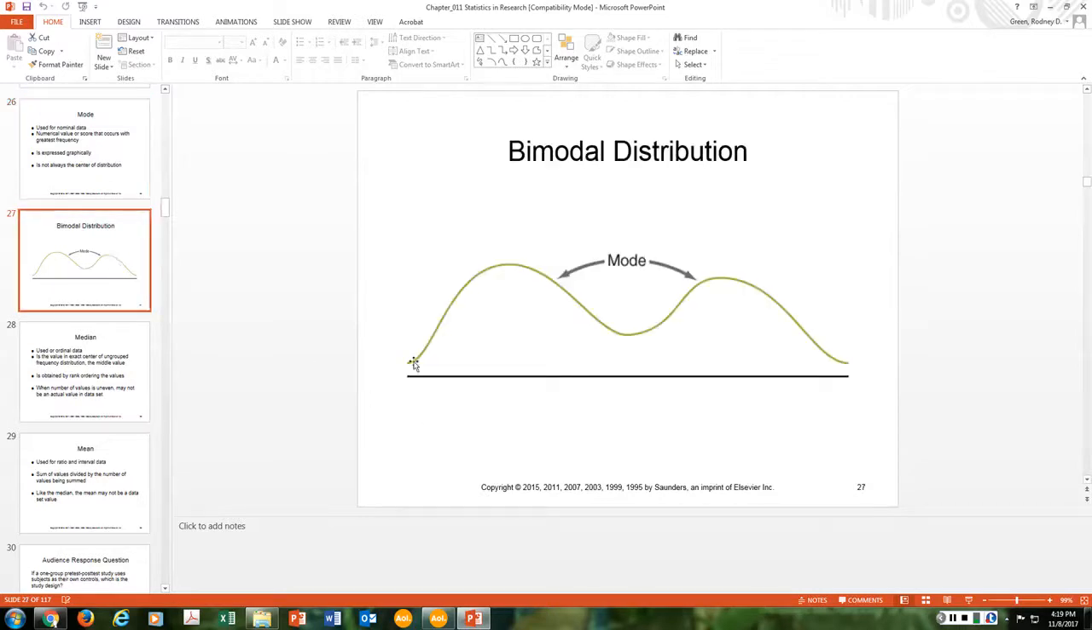So here we have a distribution, a curve that shows scores, right? And let's say this is 0 and this is 100, right? It's bimodal. So you have a very frequently occurring score here and a very frequently occurring score here. So let's say this represented class grades of a class, right? The class looks like they're pretty evenly split between low scorers and high scorers.